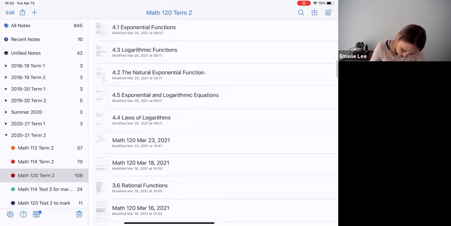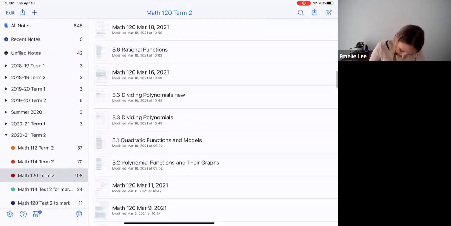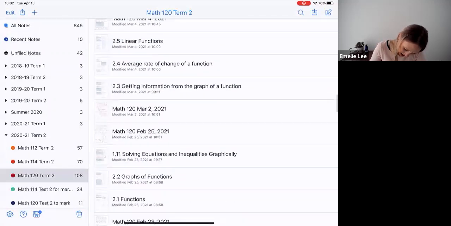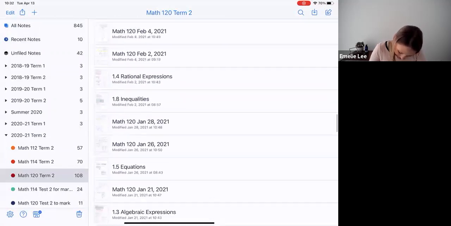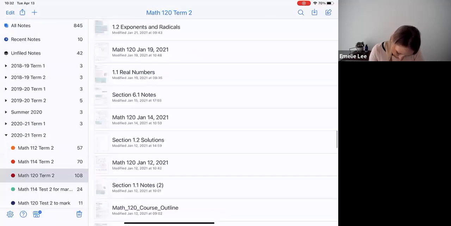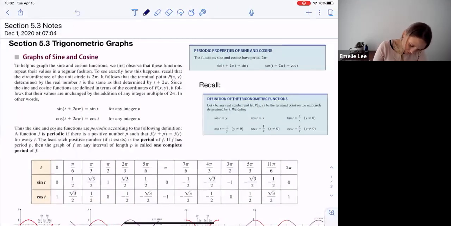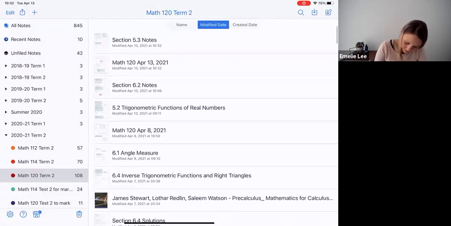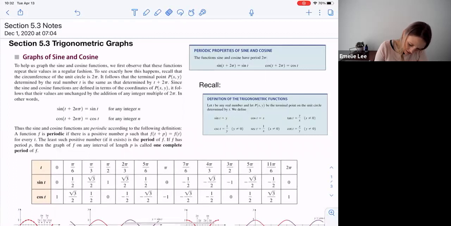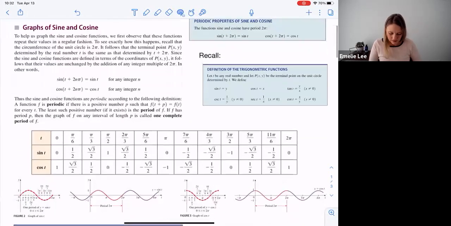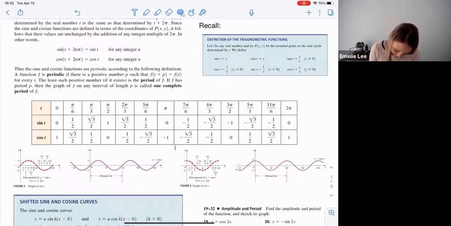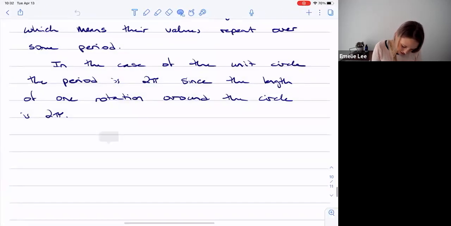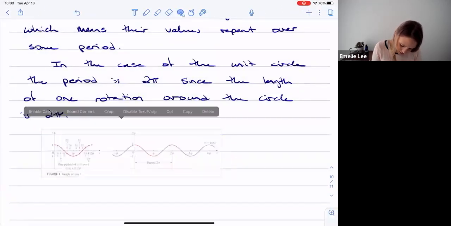Where are these notes? 5.3. Oh, again, they're way down here. Bump it to the top. Okay. So what we have is that we can use the, oops, the graphs. I'm going to work backwards a little bit here.